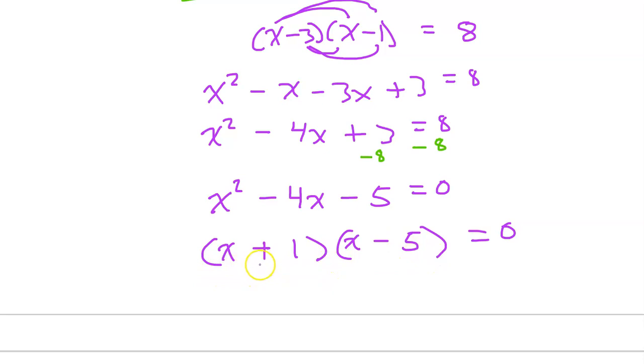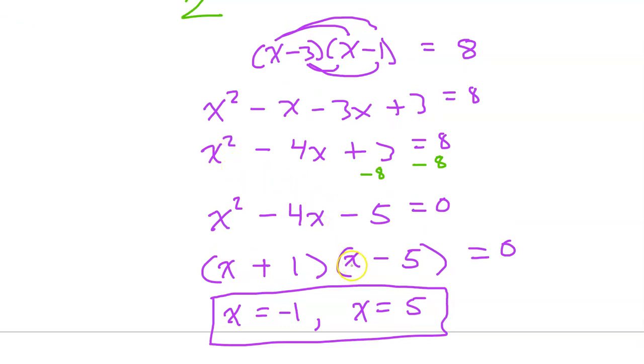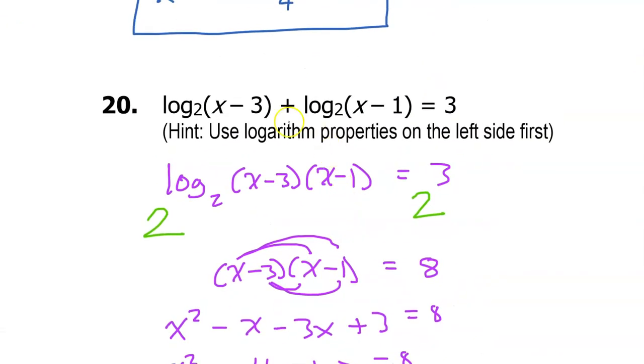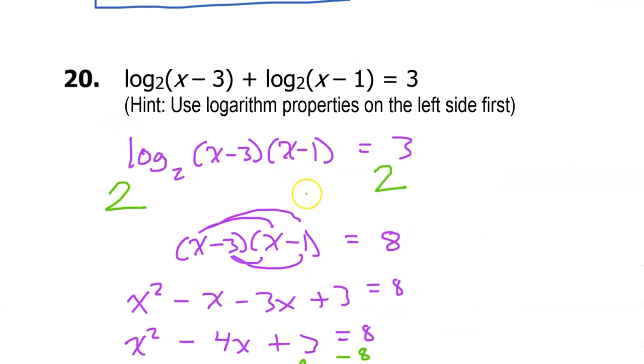Using the zero product property and setting each factor equal to 0, I'm going to get x is equal to negative 1 and x is equal to positive 5. You have to be careful with logarithms because looking back at the original problem, you can't take the log of a negative number. It just doesn't make sense. That doesn't mean that your solution can never be negative, but you have to imagine plugging the solution back into the original problem and make sure that you're not getting a negative number inside the log.